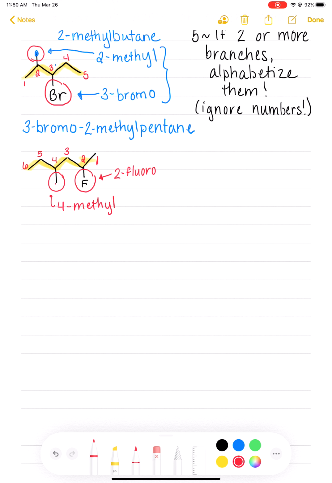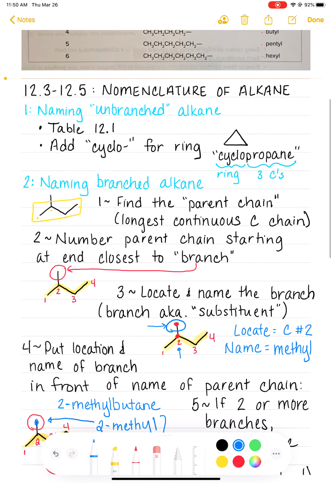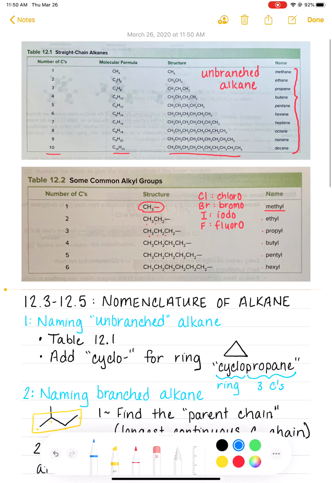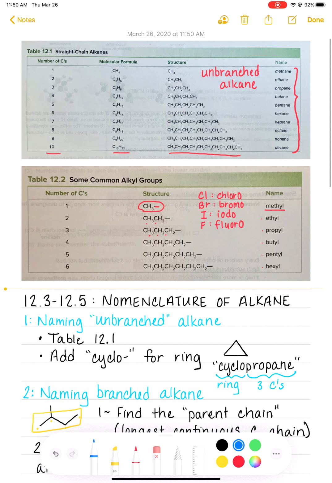To name this molecule, we are going to put the branches first, and we're going to alphabetize them. So we're alphabetizing fluoro versus methyl. Fluoro comes first in the alphabet. So we say the location and the name, 2-fluoro, of our first branch. And then for the second one, we say its location and its name, 4-methyl. And then we follow that by the name of the parent chain. This is a 6-carbon parent chain, so we go back up to table 12.1. 6-carbon parent chain, the name is hexane.